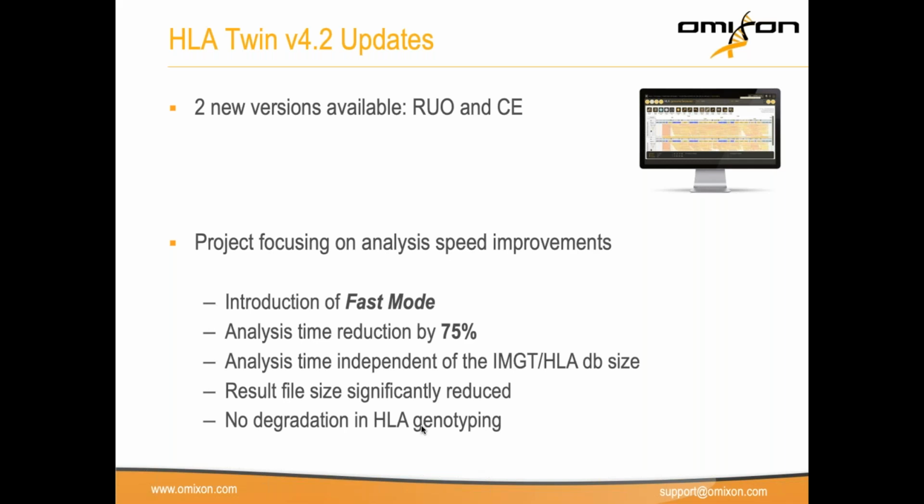The analysis time has also become completely, or almost completely, I should say, independent of the IMGT HLA database size, which keeps getting bigger and bigger with every IMGT release. And that is actually one of the biggest hurdles for the analysis itself. The result file size has also been significantly reduced, which means that because the file size is much smaller, it takes less time to be saved. And that has a direct impact on the overall analysis speed as well.